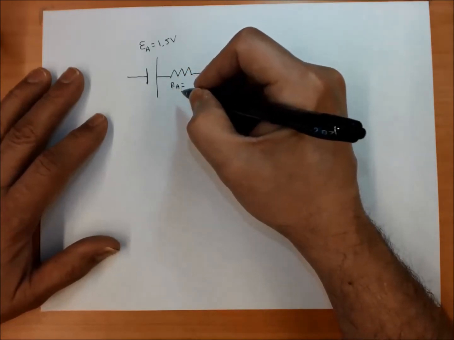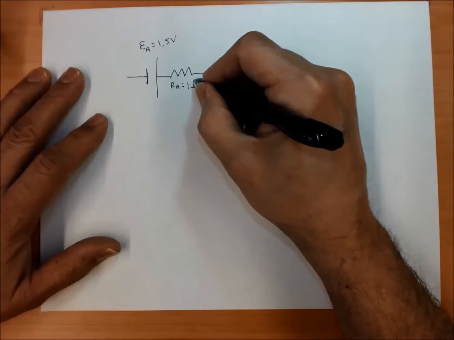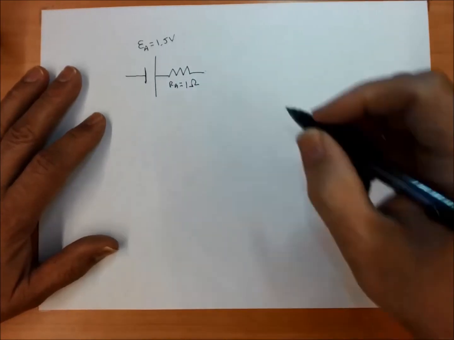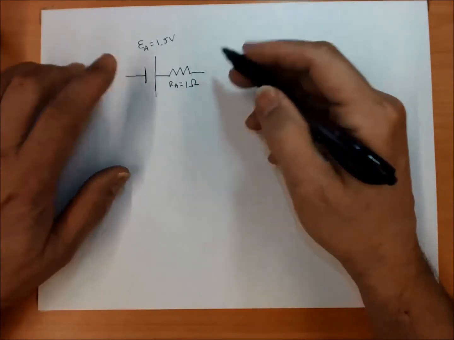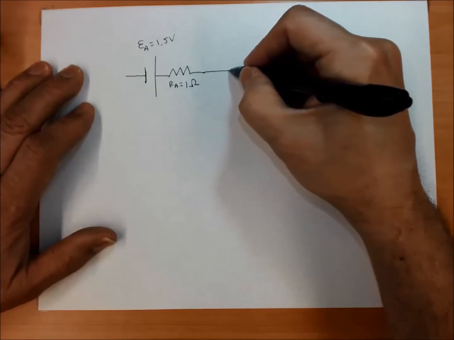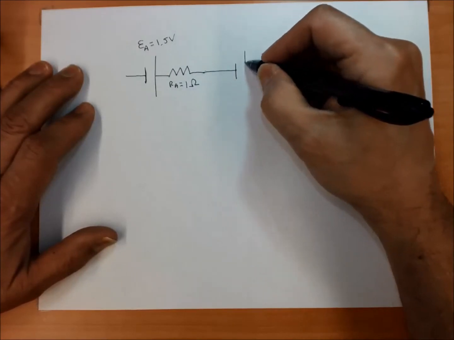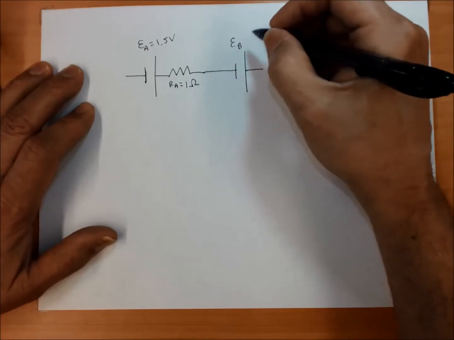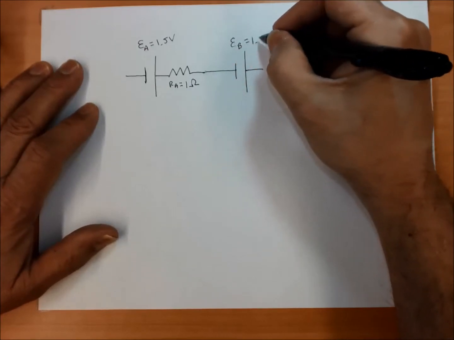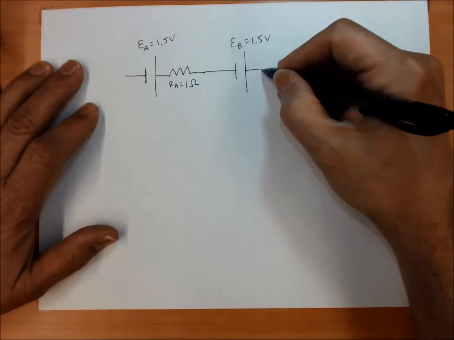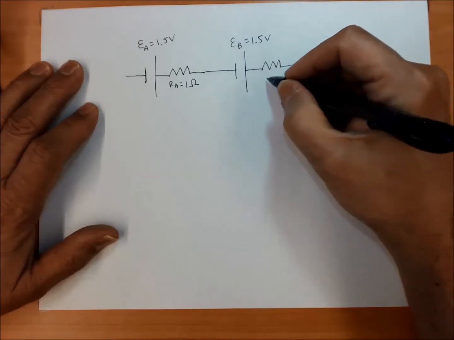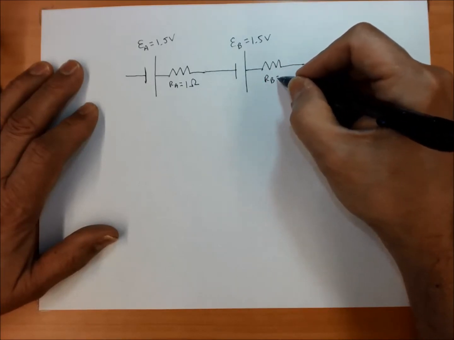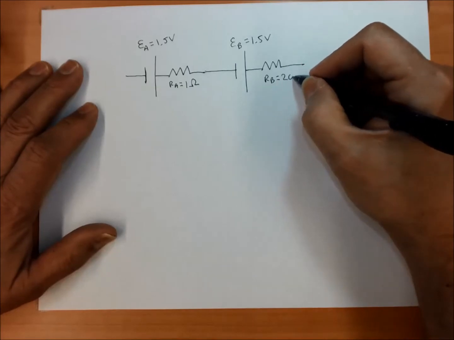And I'm going to make this a pretty good battery. It's pretty new, so the resistance is fairly low, 1 ohm. And these things together are one of my batteries. And now here's another battery, again consisting of an EMF, which I'm going to call E sub B, which is also 1.5 volts, but it's a pretty old battery. So this resistance of the chemicals, we're going to make that 20 ohms.